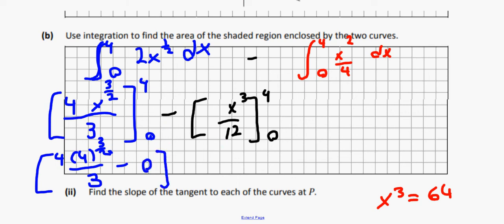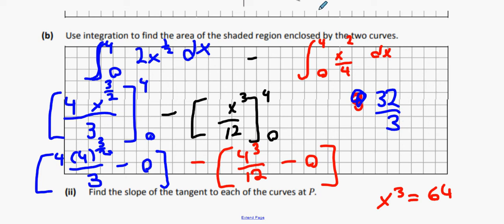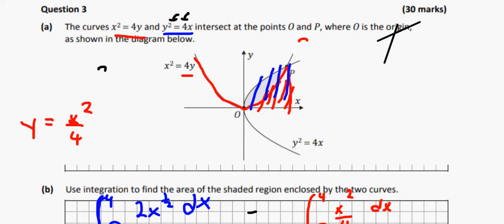Okay, and then it's minus the other area, just the red area, and it's going to be 4 cubed divided by 12, and once again when you sub in 0 you get nothing. Now 2 of them, you're going to get 32 over 3 for the blue area, so the blue area is 32 over 3, and the red area we're expecting to be smaller. It is, it's 16 over 3. Take the 2 of them away from each other and you get 16 over 3, and then you write down units squared. Okay, hopefully that's alright. So that's question 3b done.